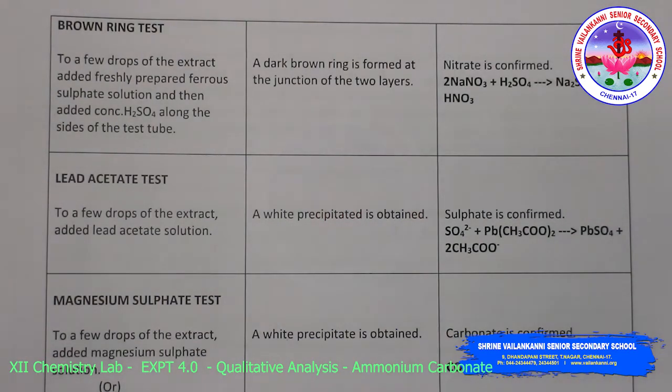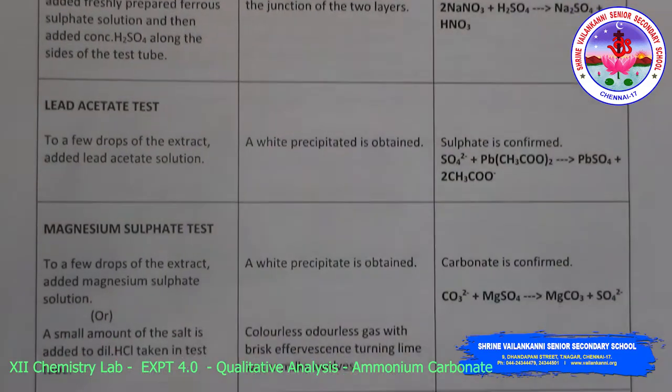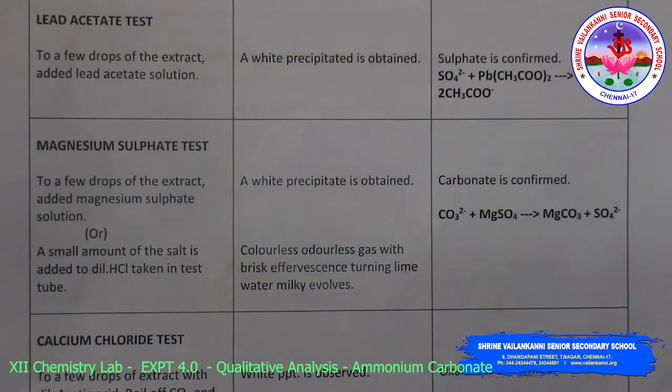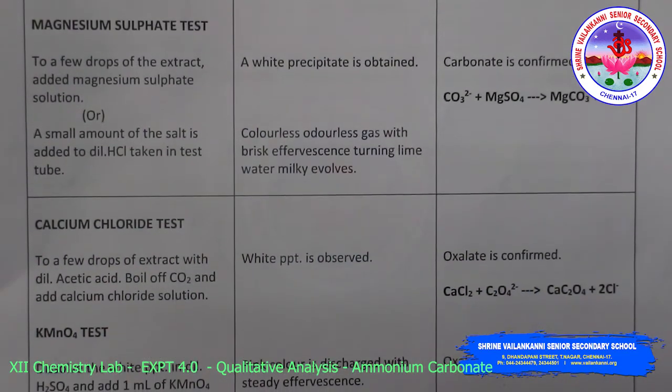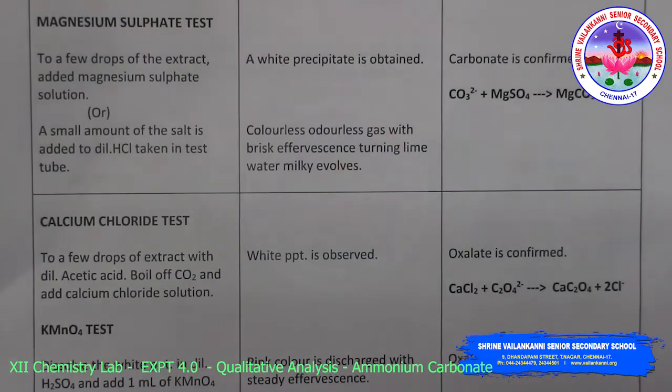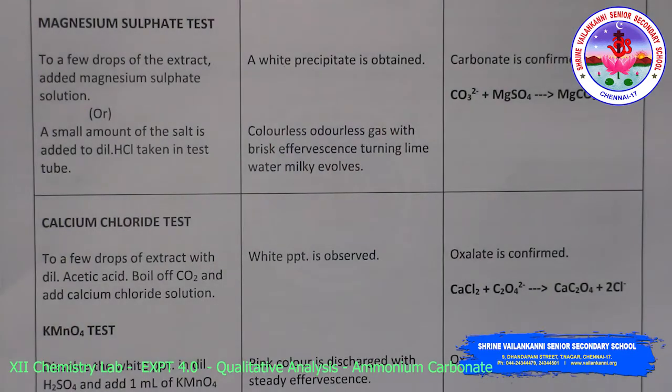Then the lead acetate test. Add lead acetate solution to the extract; a white precipitate is obtained, so sulfate is confirmed. Then the magnesium sulfate test. To a few drops of extract add magnesium sulfate solution; a white precipitate is obtained, so carbonate is confirmed. Or a small amount of the salt is taken in a test tube and dilute HCl is added. A colorless, odorless gas with brisk effervescence turning lime water milky is evolved.